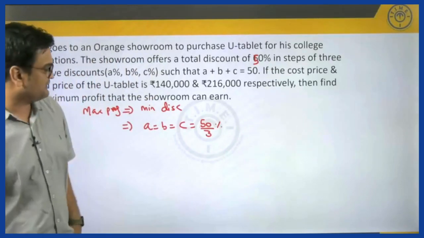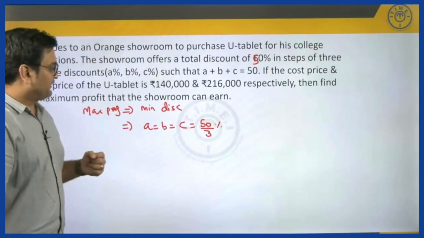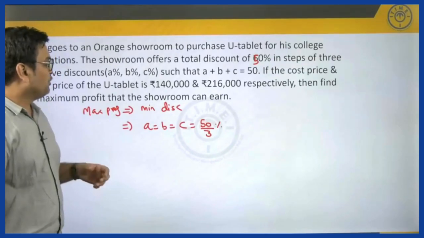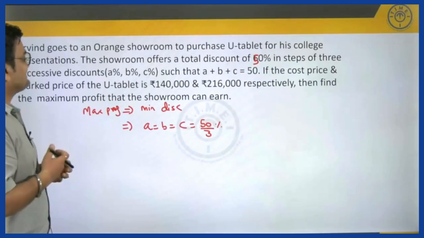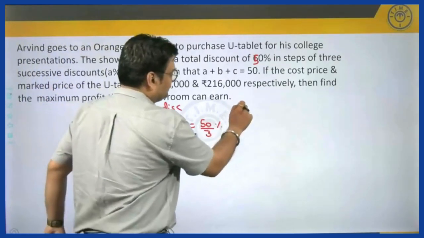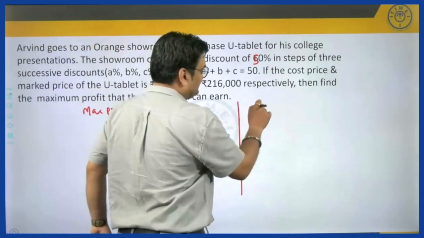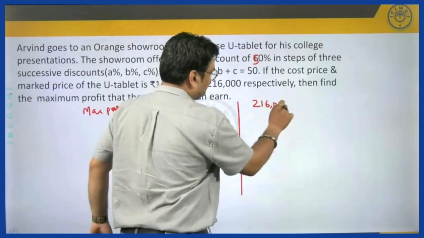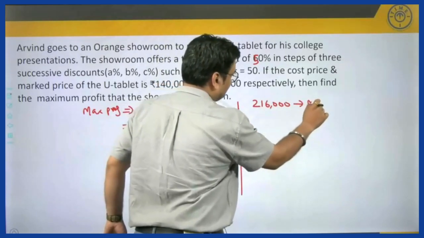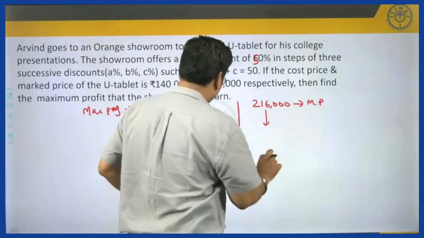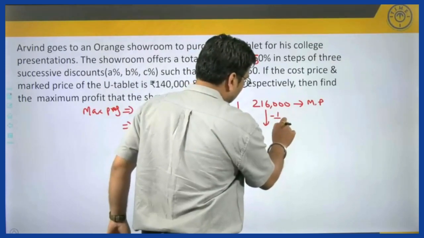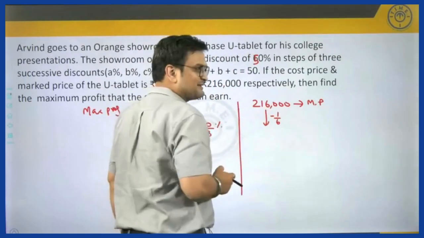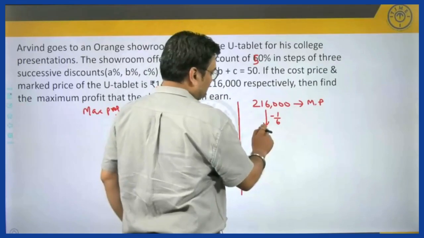50 by 3 percentage, right. So, that means what can be the highest selling price that we can have? So, whatever mark price I take, this is the mark price, I will give a discount of 50 by 3, which happens to be 1/6. I will get to a new price, 1/6 of 2,16,000 is 36,000. So, 1,80,000.